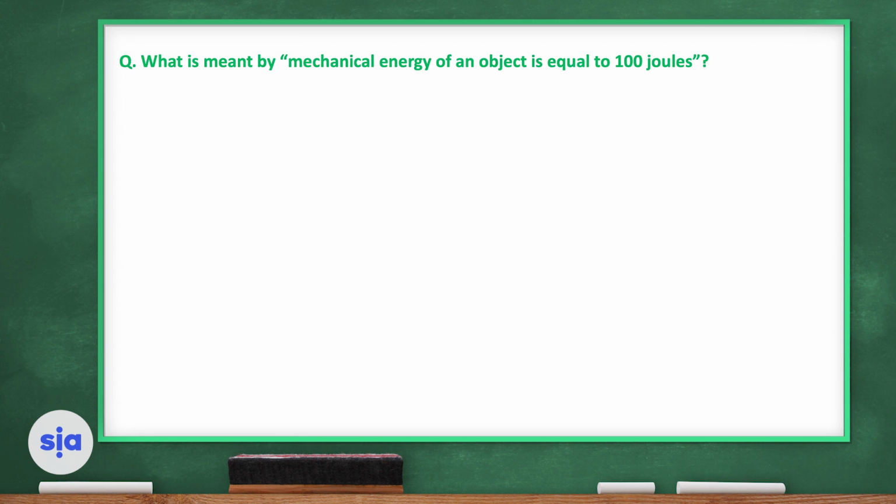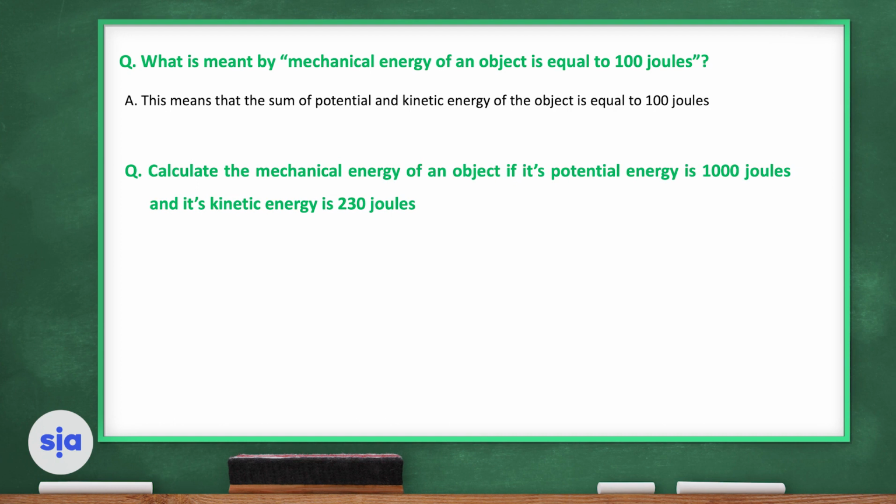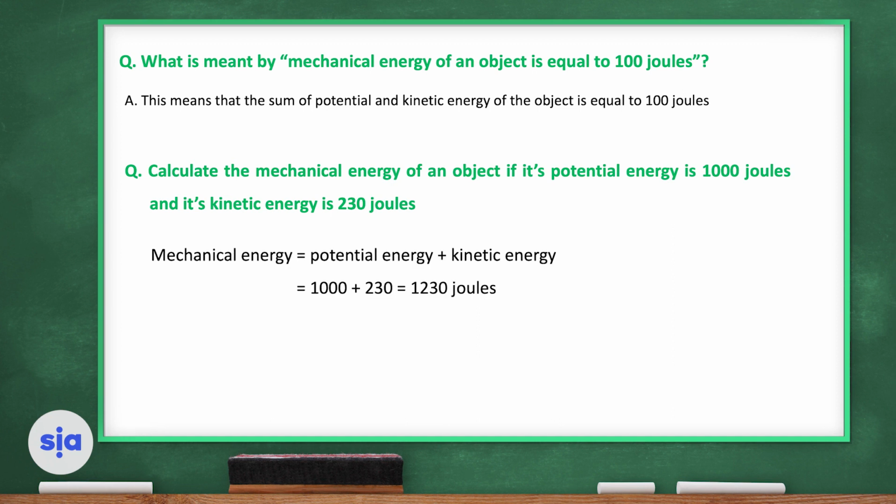So what is meant by mechanical energy of an object is equal to 100 joules? This means that the sum of potential and kinetic energy of this object is equal to 100 joules. Can you calculate the mechanical energy of an object if its potential energy is 1000 joules and its kinetic energy is 230 joules? You have the potential energy and you have the kinetic energy. Can you calculate the mechanical energy? We said it is the sum of both kinds of energy. So 1000 plus 230 equals 1230 joules.